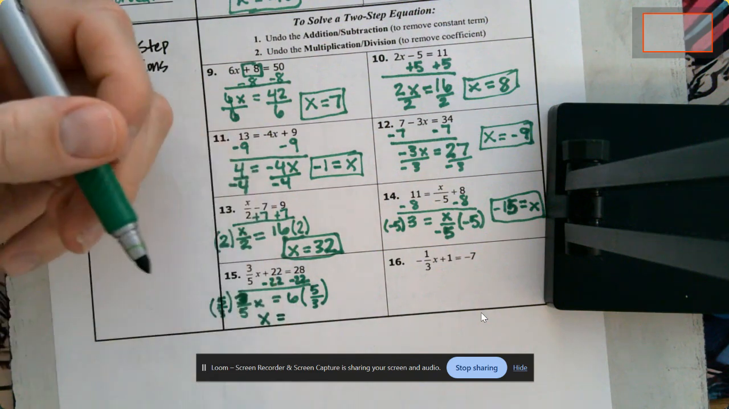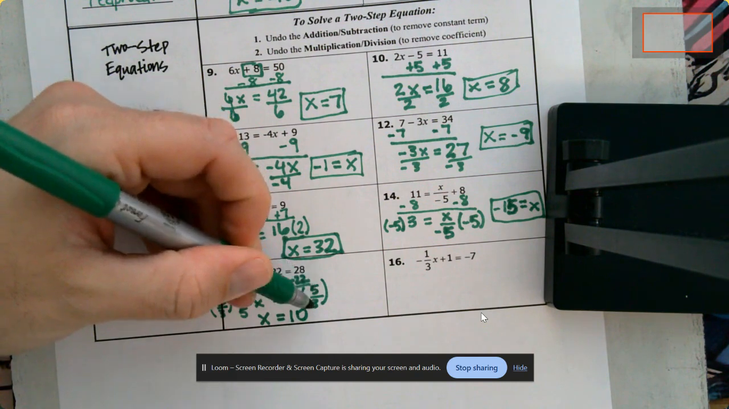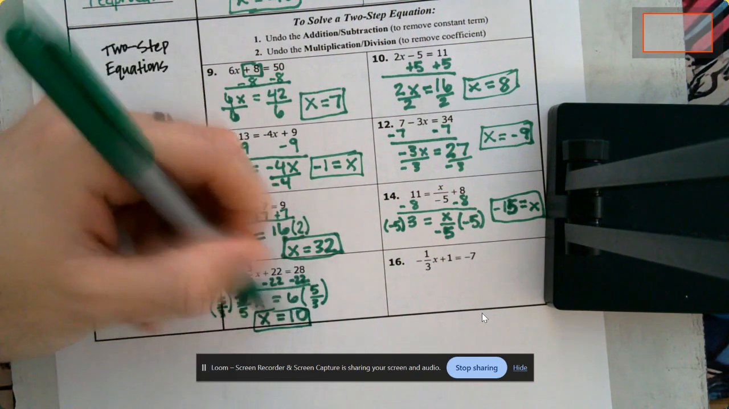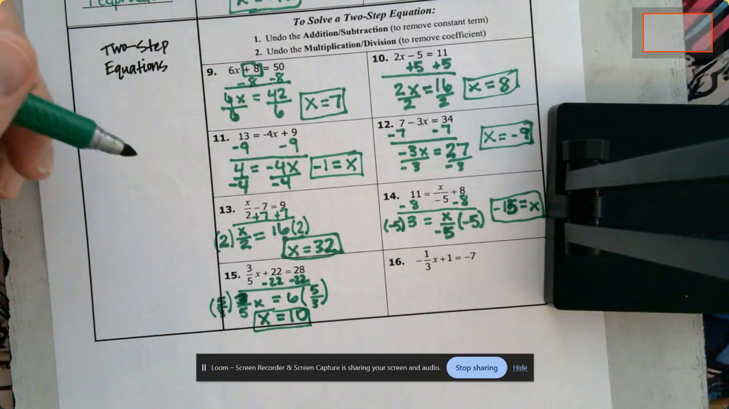And you're left with x equals 10. Because 6 times 5 is 30. 30 divided by 3 is 10. So x equals 10. All right, I'll pause the video. You do number 16.